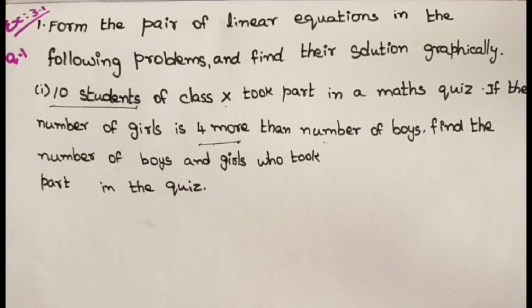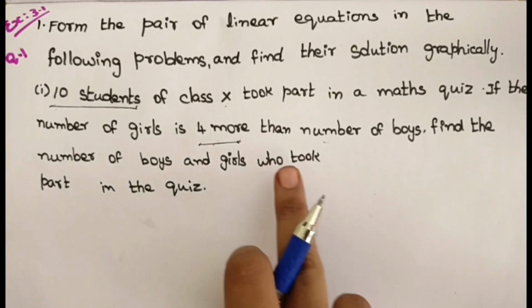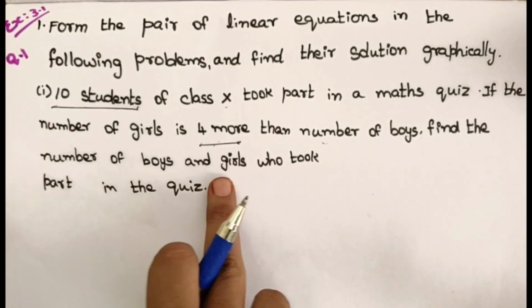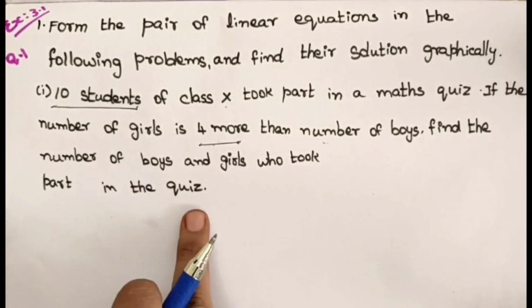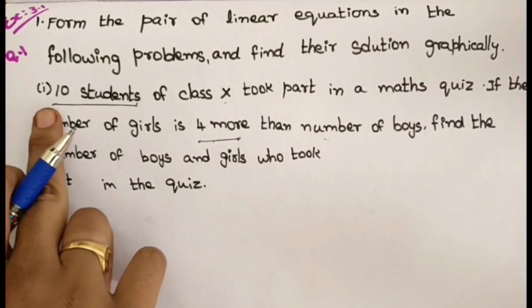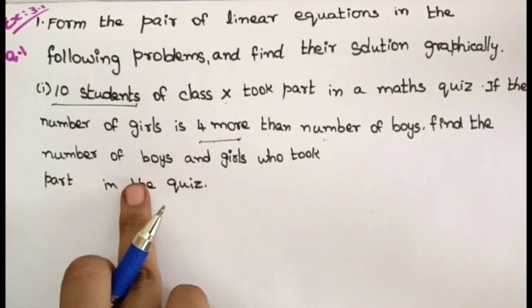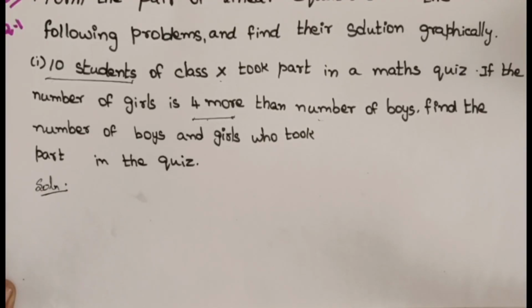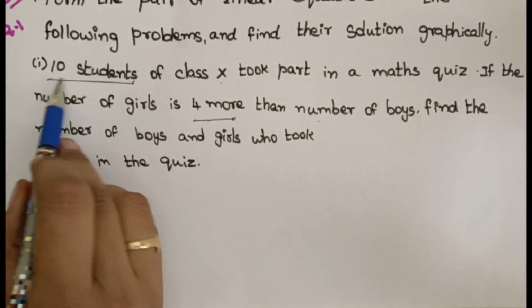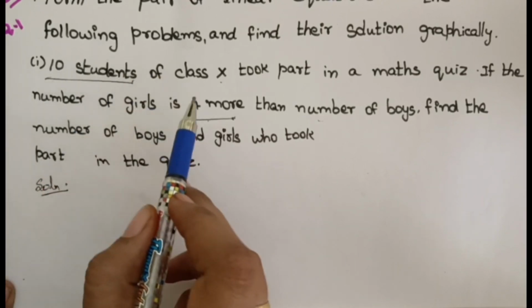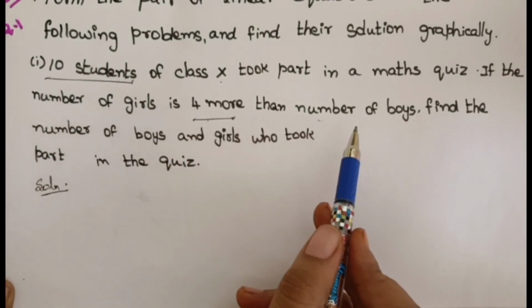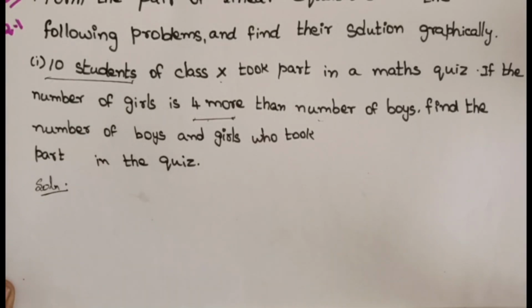Step 2. Identify the question. Here what's the question? Find the number of boys and girls who took part in the quiz. Total students are 10. They are asking to find the number of boys and girls. So what is given? Total number of students is 10, and the number of girls is 4 more than the number of boys.